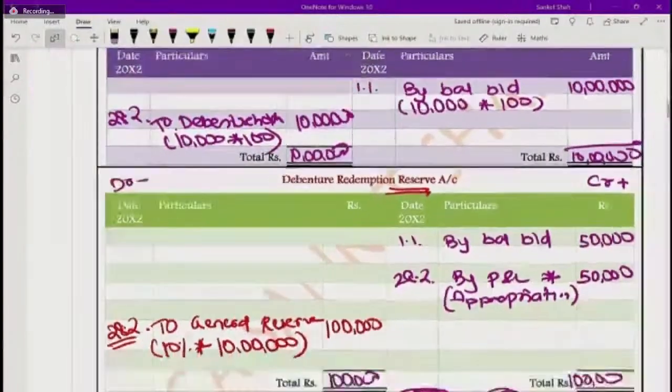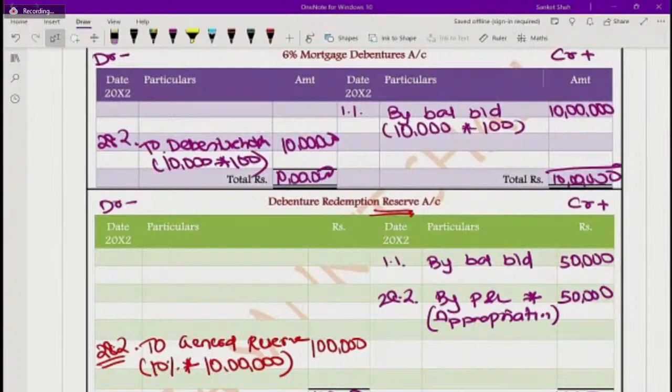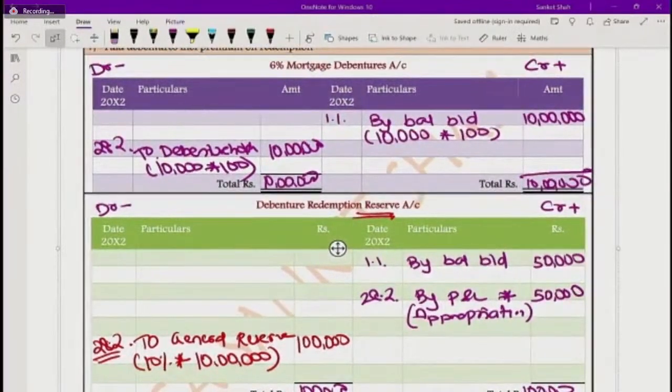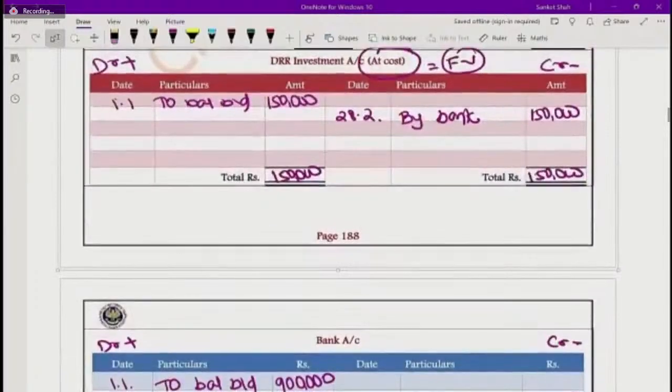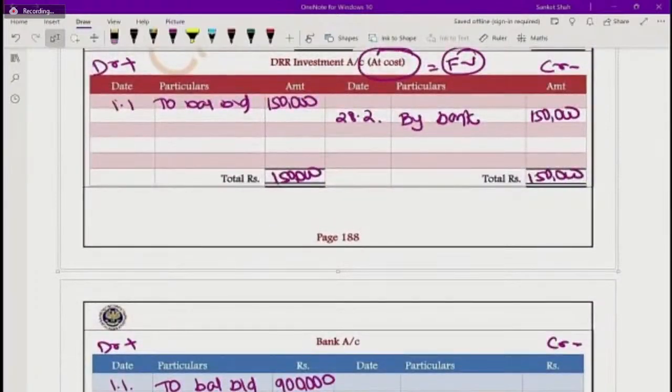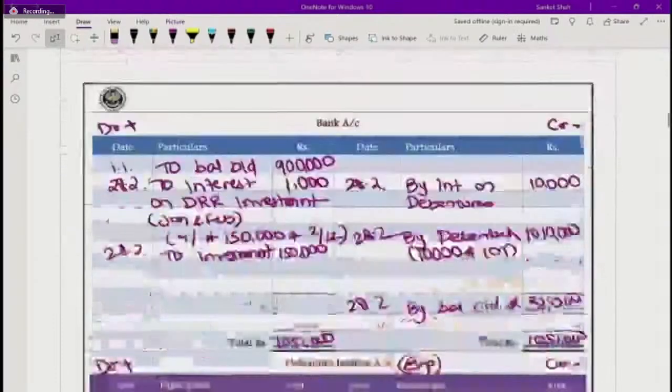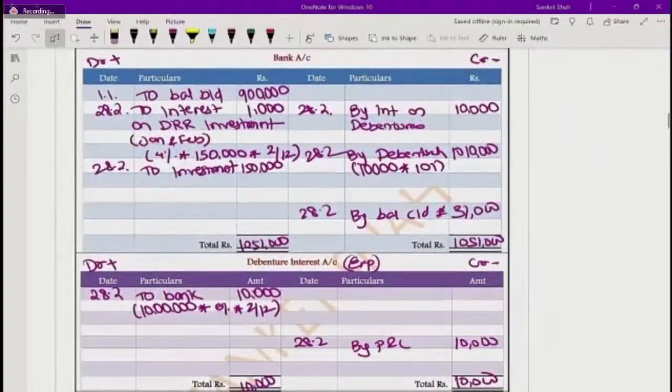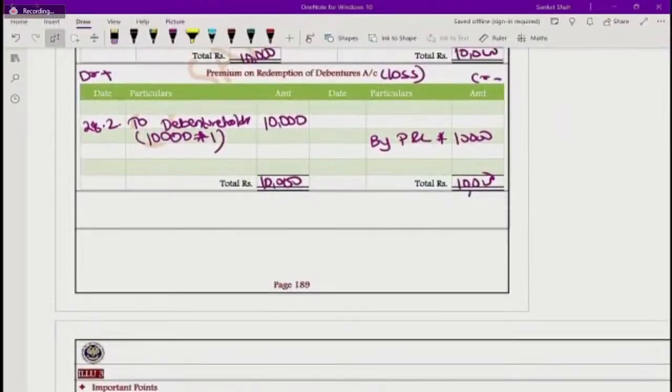Debentures account. Take a screenshot. At a bank balance, we have to record. DRR investment. Solve 2 times, only 2 times, and you will remember the whole thing yourself. Bank account and debentures interest account. And premium on redemption.